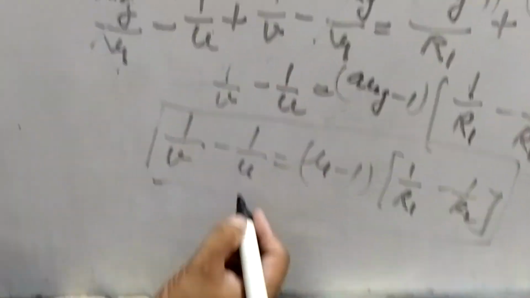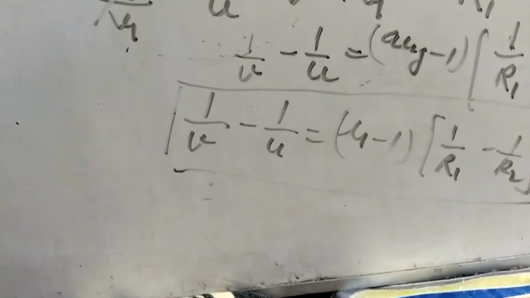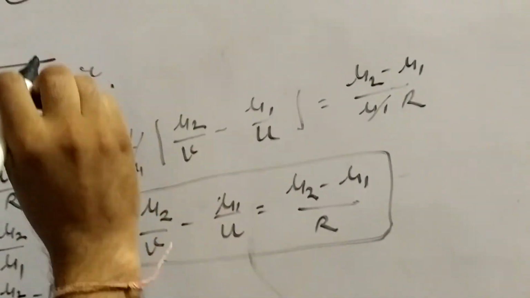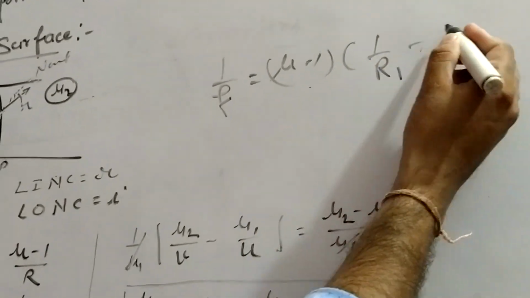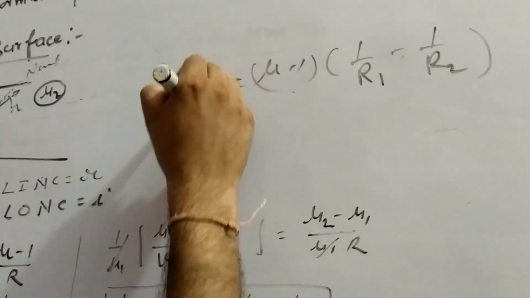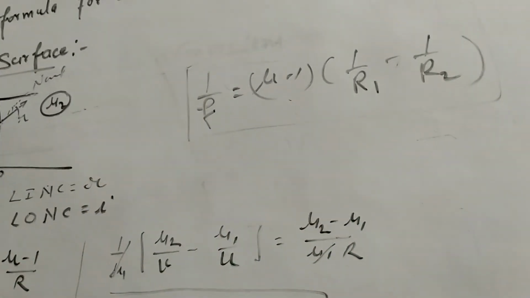But 1 upon V minus 1 upon U is equal to 1 upon F. So we can say here the Lensmaker formula: 1 by F is equal to μ minus 1 upon R1 minus 1 upon R2. Right? Thank you.